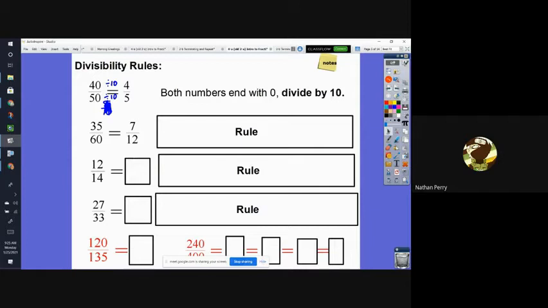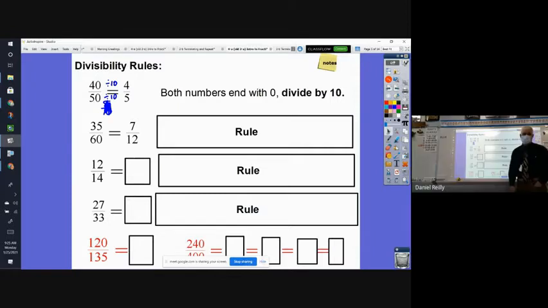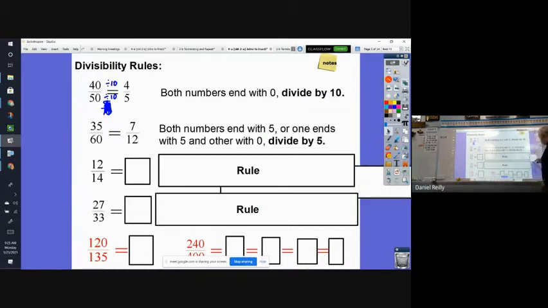Since 5 times 2 would equal 10, if you did that a few more times, it would be 60. Okay, so numbers that end in what are divisible by 5? If it ends in 0 or 5, that's the divisibility rule for 5. If both numbers end with a 5 or a 0, then you can divide them by 5.